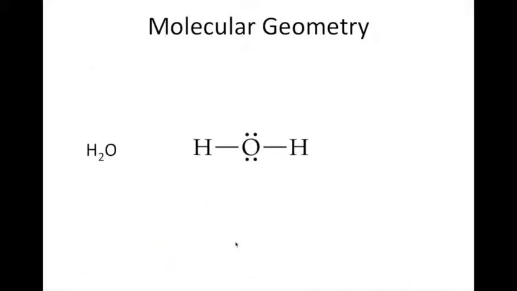So let's take a look at water. For water, we have a single bond here, another single bond here. So we have 2 single bonds, and then we have 2 lone pairs. Each single bond is 1 electron domain, so we have 1, 2, and then a lone pair also counts as 1 electron domain, so we have 3, 4. So water has 4 electron domains around the central atom.